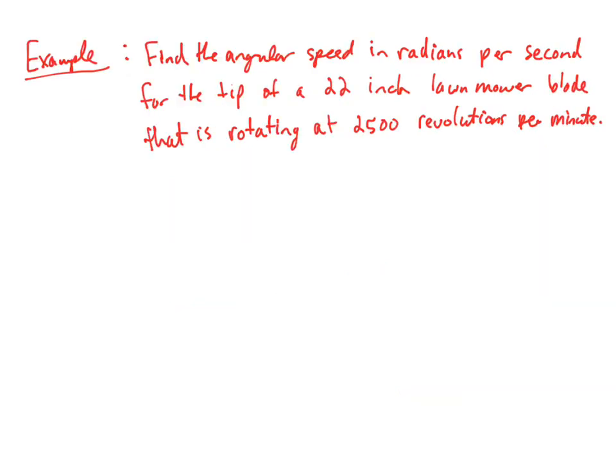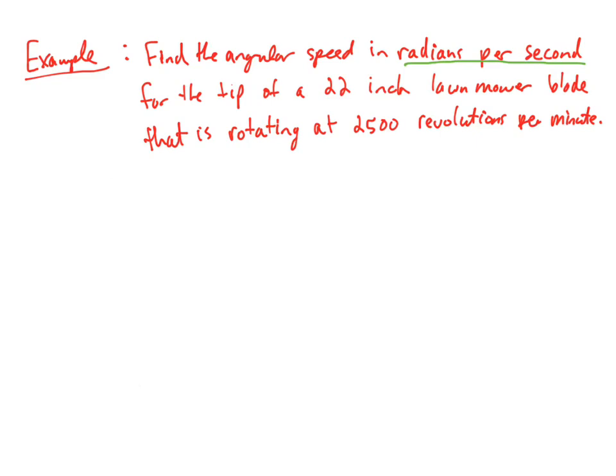All right, second example. Find the angular speed in radians per second for the tip of a 22-inch lawnmower blade that is rotating at 2,500 revolutions per minute.